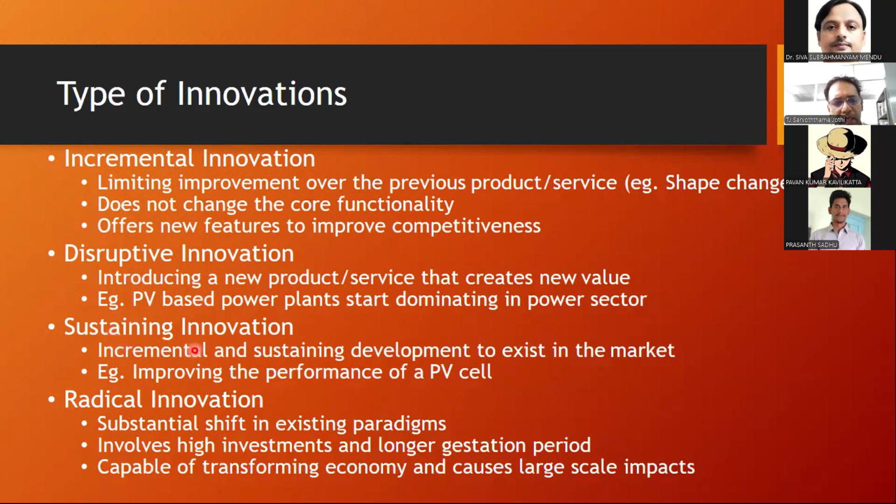And sustaining innovation is a combination of incremental and sustaining development to exist in the market. So a lot of companies have different types of PV cells, right? They will claim that some has say 15%, some has 16%, some has lower amounts of heat losses, and they are trying to sustain in the market by small incremental changes and some sustainable development like efficiency improving, etc., right?